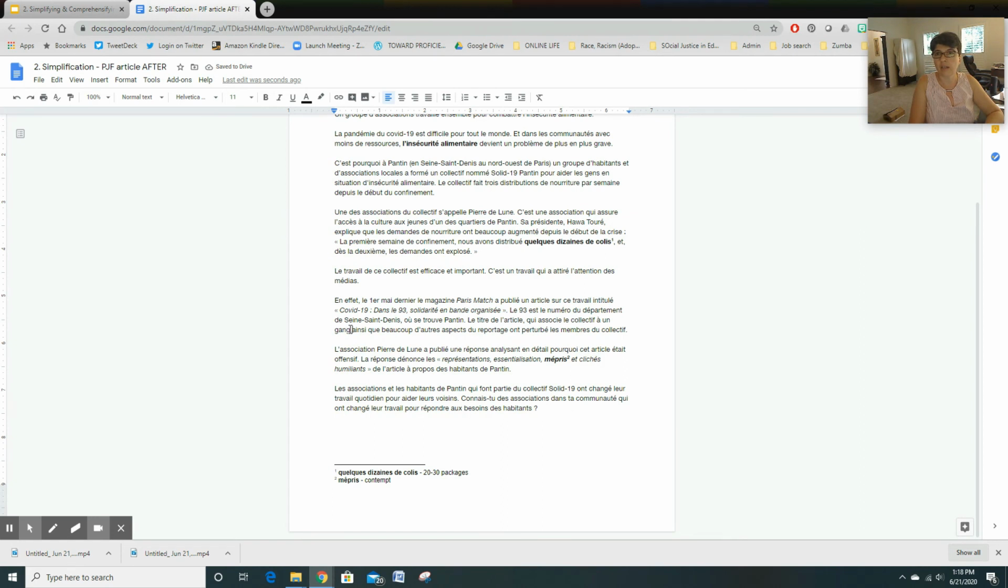Ainsi que, again, too complex of a transition device. So I'm going to remove that and just keep it: le titre de l'article qui associe le collectif à un gang et d'autres aspects de cet article. So I'm repeating the word article, I'm removing reportage, ont perturbé. I wonder if there would be an easier way of saying ont perturbé. Les membres du collectif. Perhaps ont choqué, shocked, would be perhaps more comprehensible than ont perturbé.